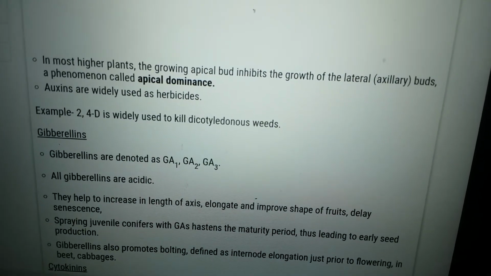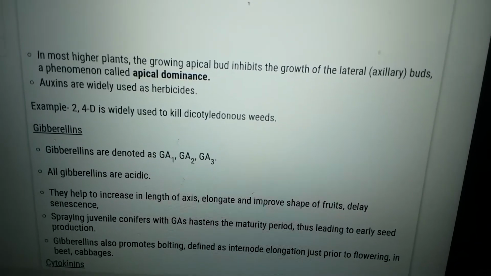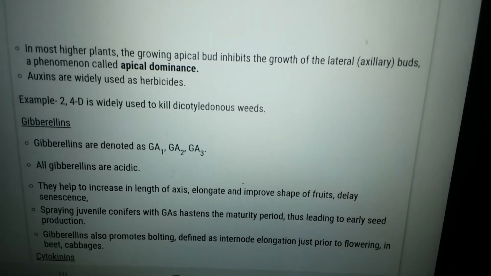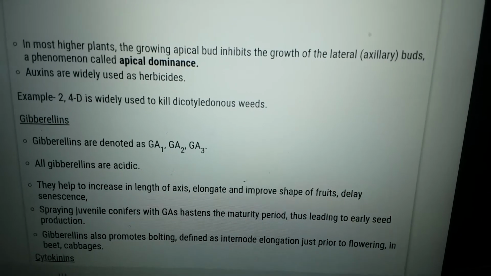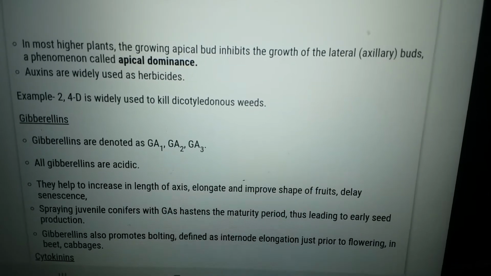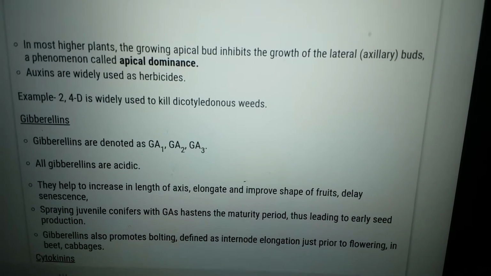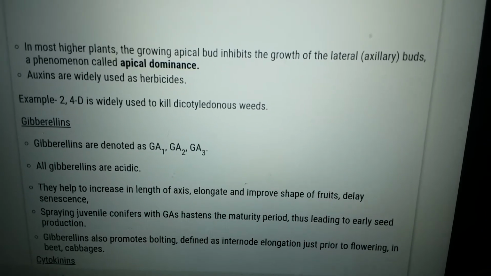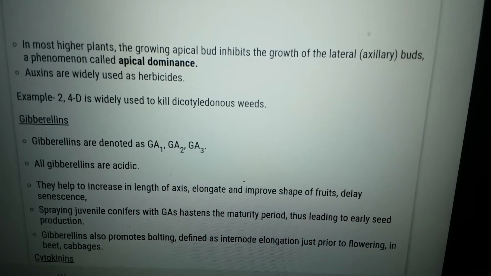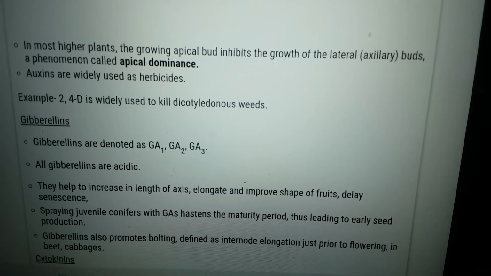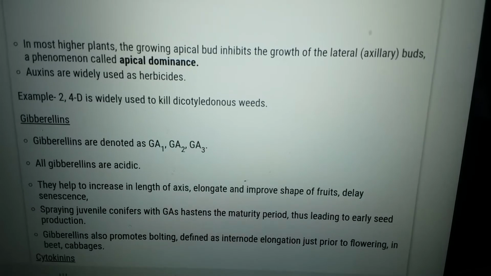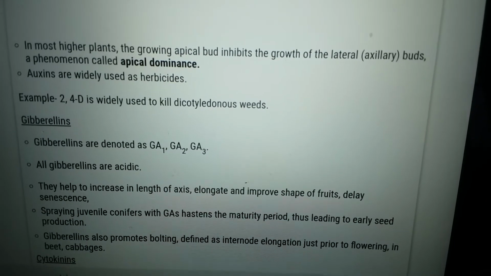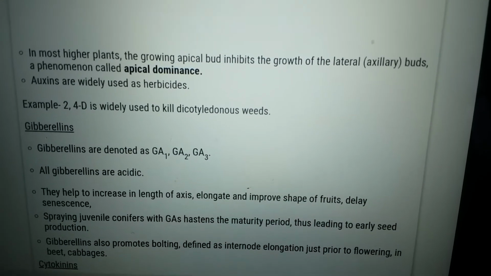All gibberellins are acidic in nature, and they help to increase the length of axis and elongate and improve the shape of fruits. They delay senescence. Senescence means cell death. By spraying juvenile conifers with gibberellic acid, it hastens the maturity period, thus leading to early seed production.